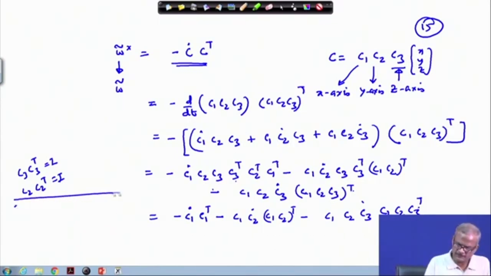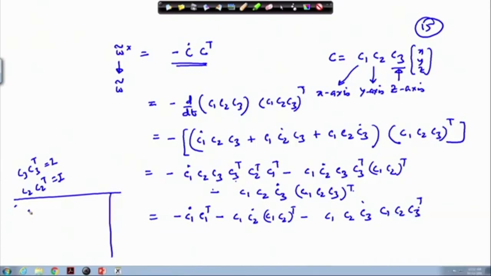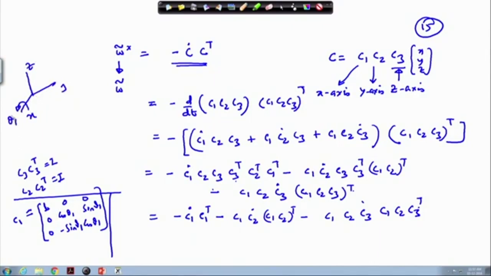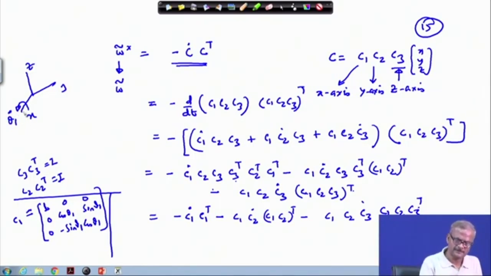Now, we use some results. If we look into C1 dot, let us first take C1. C1 is nothing but the rotation about the x axis, meaning 1 0 0, 0 0, and here, writing in terms of theta 1, this will be cos theta 1, sin theta 1, minus sin theta 1. So, this is the rotation about the x axis. If we write the same thing in terms of x, y and z, you are rotating about this axis by theta 1, so this theta 1 dot is pointed along this direction.